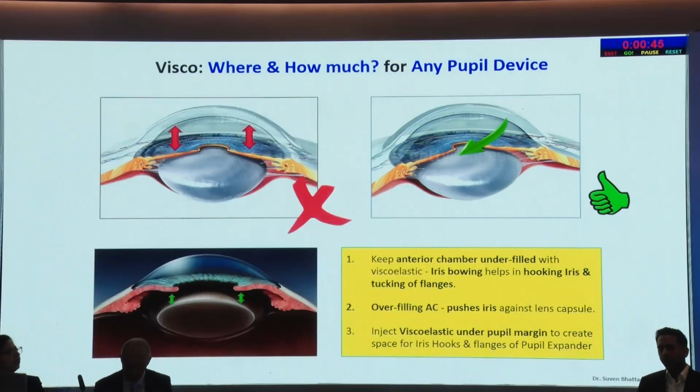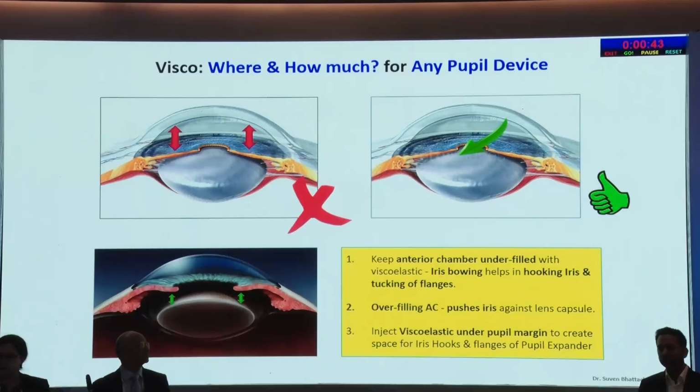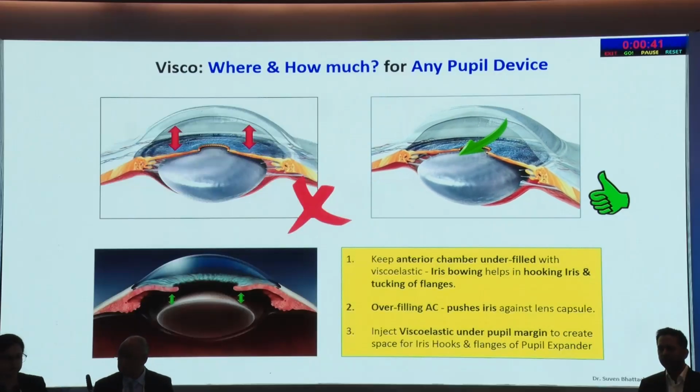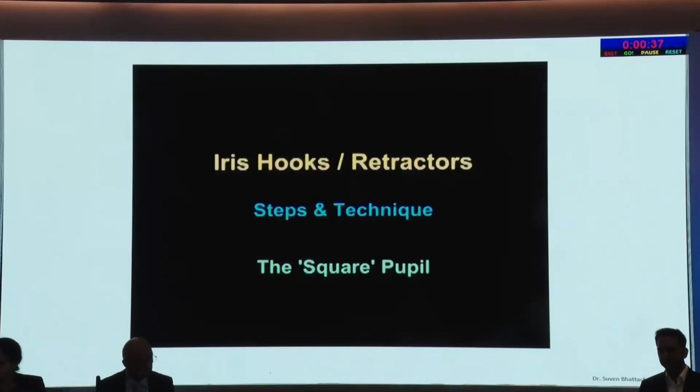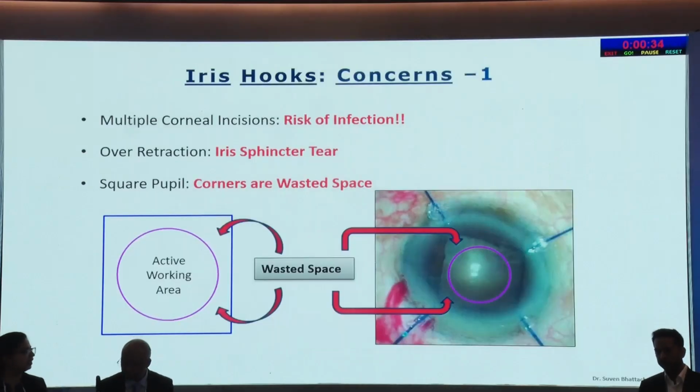Where do you inject viscoelastic? Under the pupil margin. When you're using a device, keep the anterior chamber shallow, let the iris bow a little anteriorly. That helps you even when using your iris hooks. I'll not talk about iris hooks and retractors. I think all of you can do that very well.